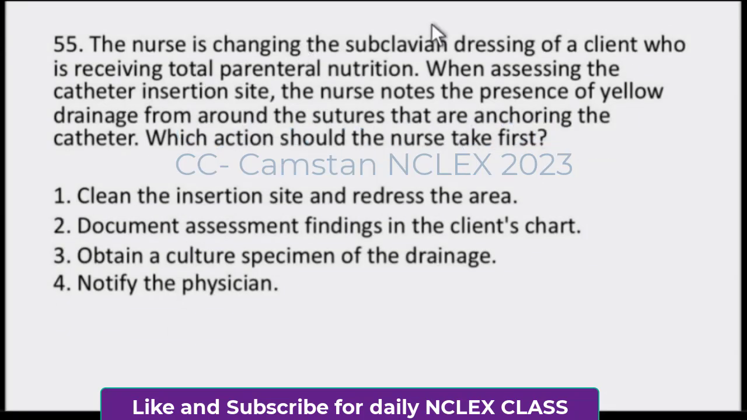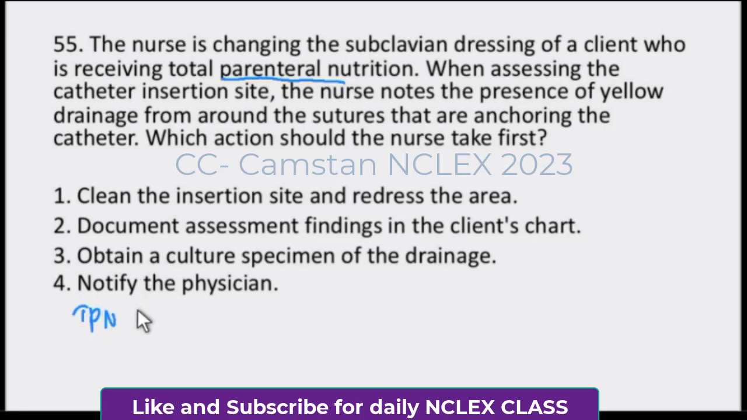The nurse is changing the subclavian dressing of a client who is receiving TPN, that is total parenteral nutrition. When assessing the catheter insertion site, the nurse notes the presence of yellow drainage from around the sutures that are anchoring the catheter. What action should the nurse take first? Okay, so what is TPN? We all know what TPN is. TPN basically is a hypertonic.